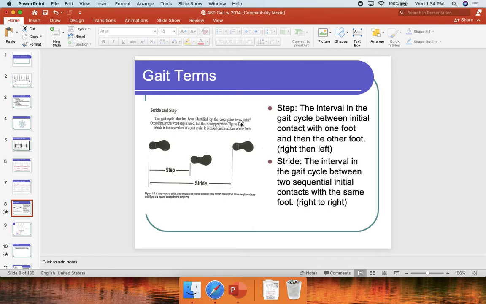Heading into some additional definitions. Within our gait cycle, we are going to have two steps. The step is from one initial contact until an adjacent initial contact. The gait cycle is also the definition of a stride length, from a left initial contact until a left initial contact. That is the gait cycle, also known as a stride length. So the step length is from left foot to right foot. The stride is left to left.